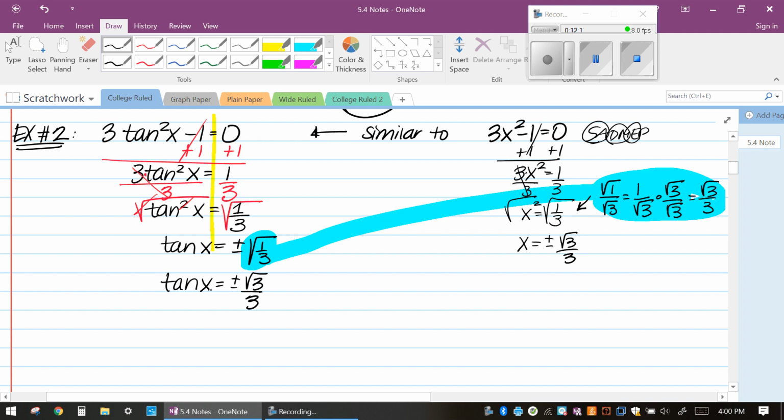It's asking you tangent of what angle could be positive or negative root 3 over 3. So I'm going to think about my special triangles, and the only place I've ever seen a root 3 is in a 30-60-90. The only way to get root 3 over 3 is if you have a 1 on the top and a root 3 on the bottom. Remember this guy over here? 1 over root 3, and then rationalize it would give you root 3 over 3.